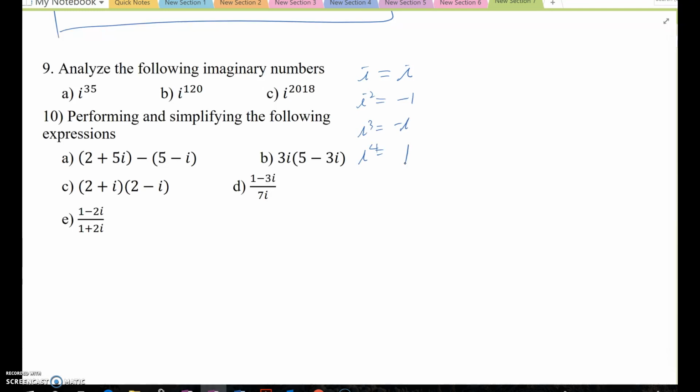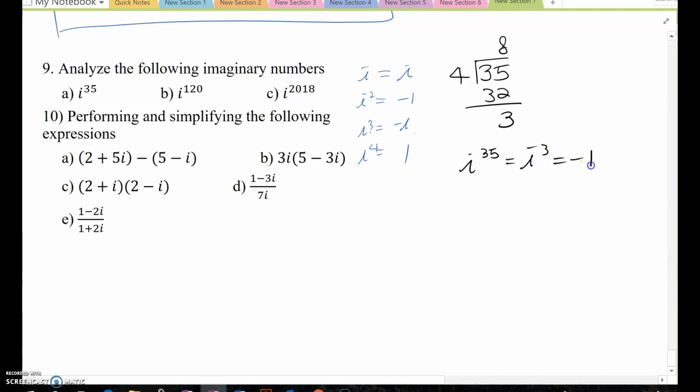During the class, we confirmed that we use the remainder when dividing by 4. If the remainder is 1, then the answer will be i. Remainder 2, then negative 1. Remainder 3, then negative i. No remainder, then 1. So, let's make the division. 35 divided by 4: 4 goes into 35 8 times, which is 32. The remainder is 3, which means i^35 equals i cubed, so it becomes negative i.